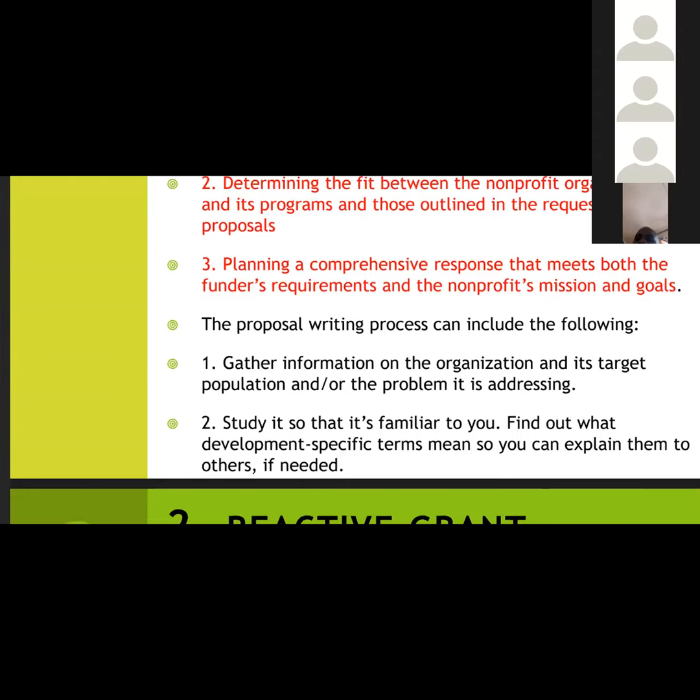So one of the things that you'll be able to do is gather information on the organization and the target population or the problem that you actually want to address. This is critical in any proposal writing process, being able to understand what the target population is, what problems this particular community is facing, and what we want to do as an organization, or what our strategic priority areas are as an organization.